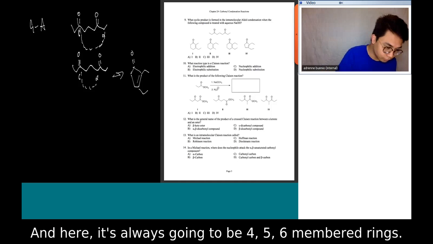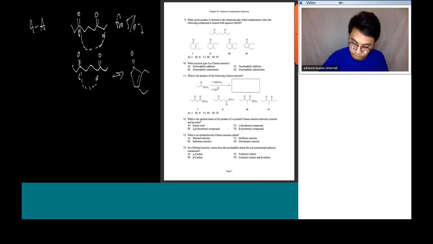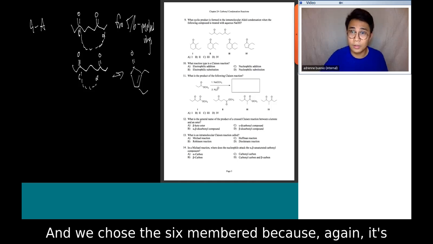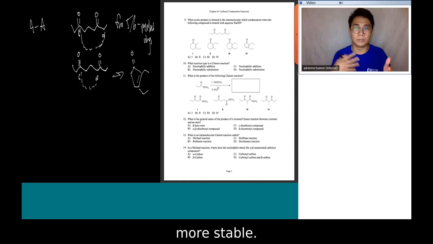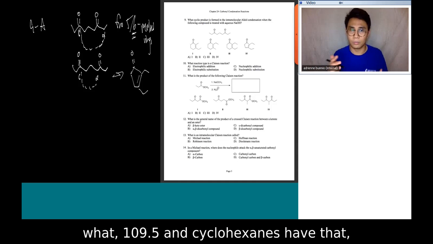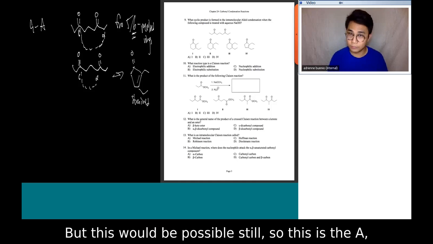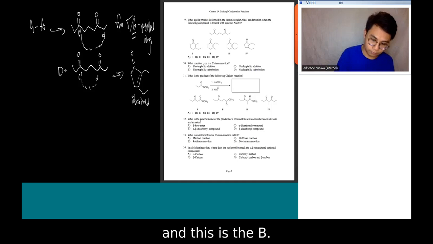And here it's always going to be 4, 5, 6 membered rings, right? And we chose the 6 membered because again it's more stable. We know the angle for the stability is 109.5, and cyclohexanes have that, right? So this is more strained, but this would still be possible. And this was the A, and this was D, right?